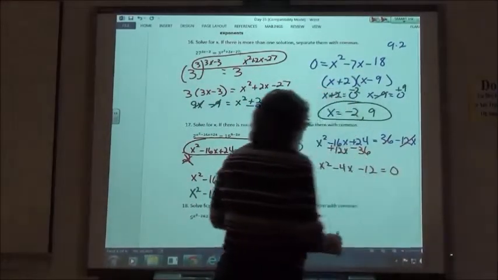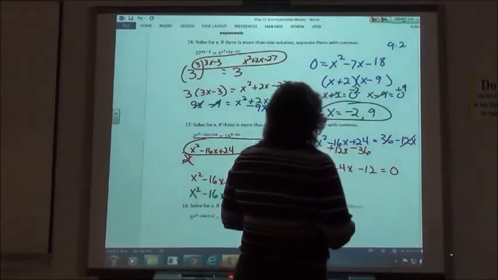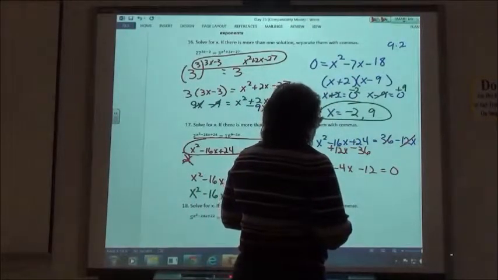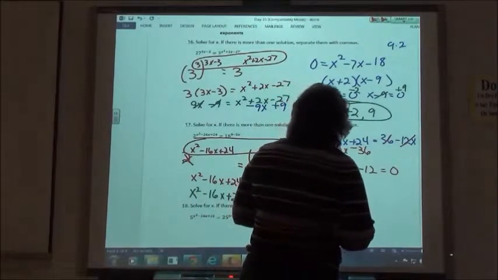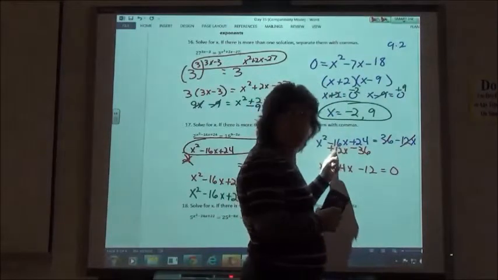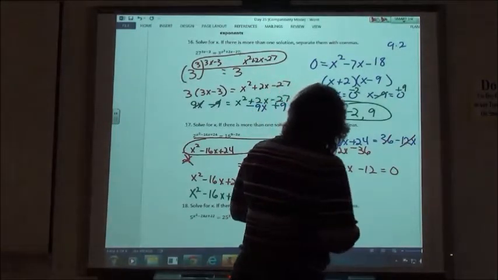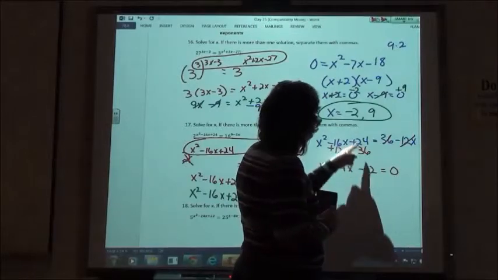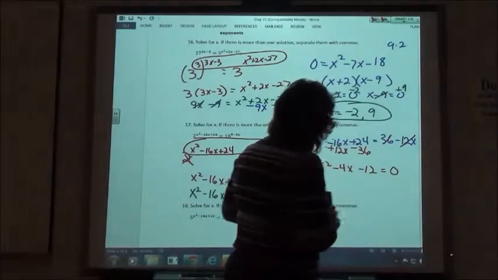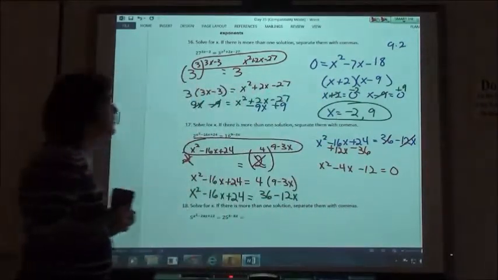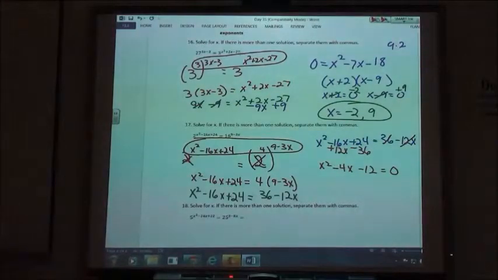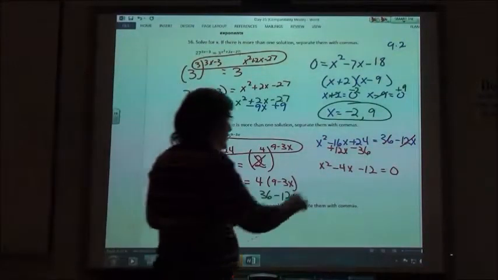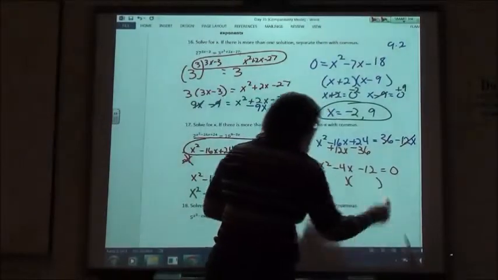Minus 24. Where'd you get minus 24 from? Oh, what the heck? Sorry. You did negative 16 plus 12, right? Yep, and I ended up with a negative 4x, and then you did 24 minus 36. That was minus 36, so it's going to be minus 12. So we get x squared minus 4x minus 12 equals 0, right? Yep. So now we can factor it out.